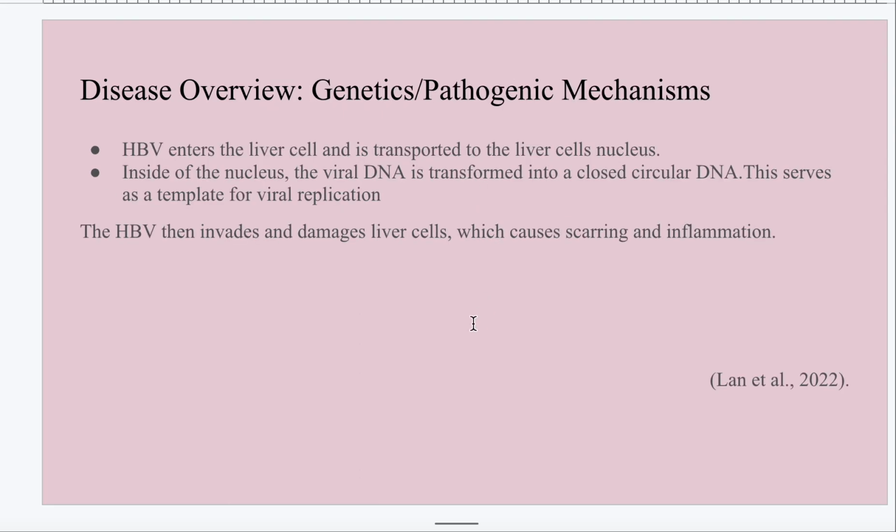Genetics, pathogenic mechanisms. Hepatitis B virus enters the liver cell and is transported to the liver cell's nucleus. Inside of the nucleus, the viral DNA is transformed into a closed circular DNA. This serves as a template for viral replication. The hepatitis B virus then invades and damages liver cells, which leads to scarring as well as inflammation of the liver.